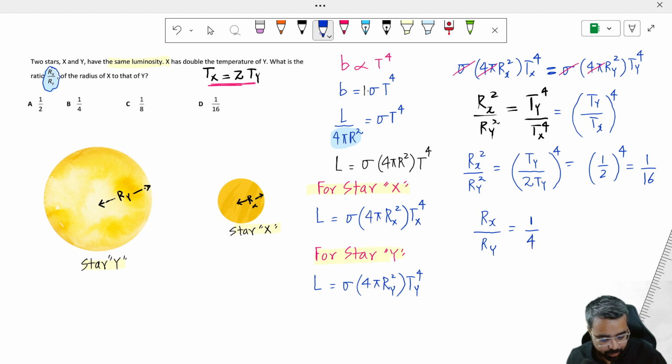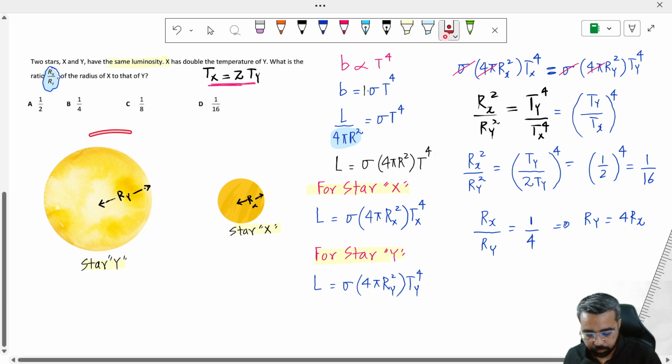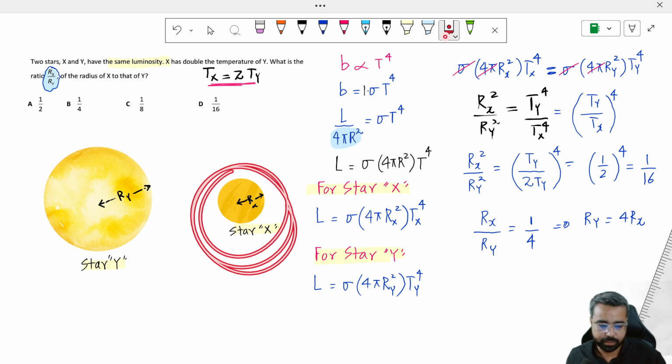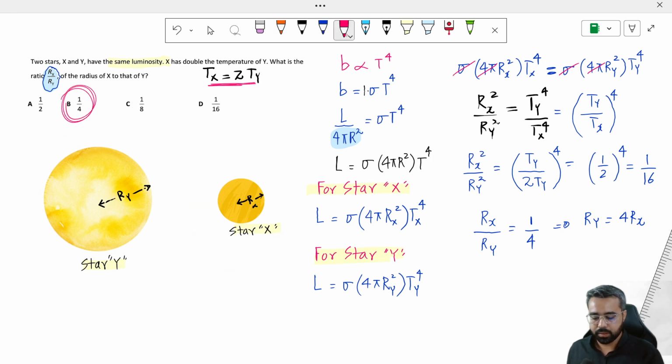Which means that Ry is equal to 4 times Rx. So it means that star Y must be of a larger size than star X. So the right answer is option B.